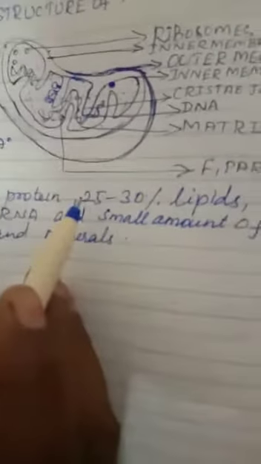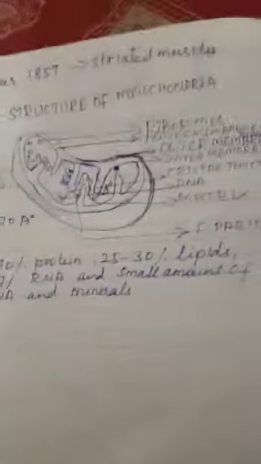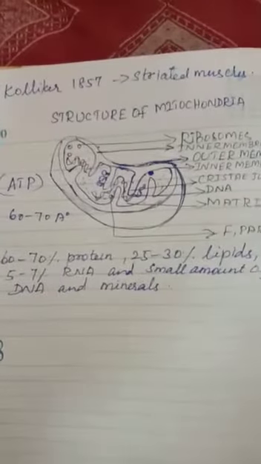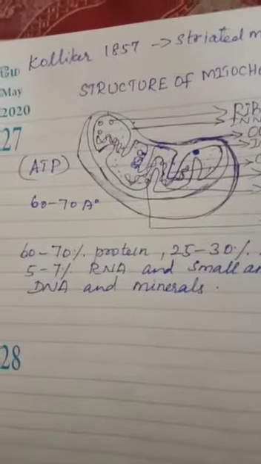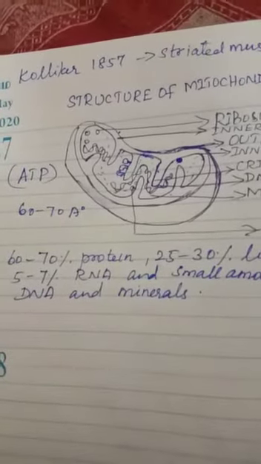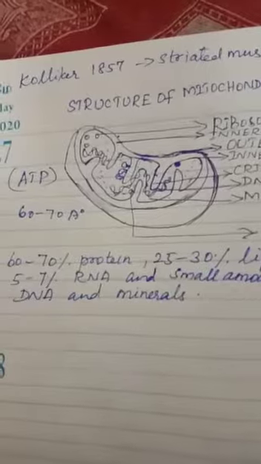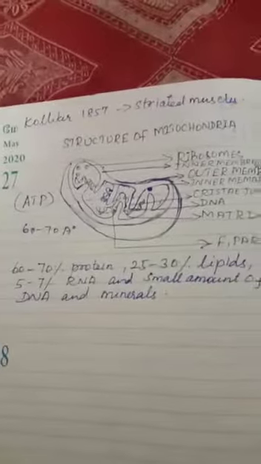So this is the structure of mitochondria. Next we see the function of mitochondria. Mitochondria is the main organelle of cell respiration. It produces a large amount of ATP molecules. So it is called the powerhouse of the cell or the ATP factory of the cell.